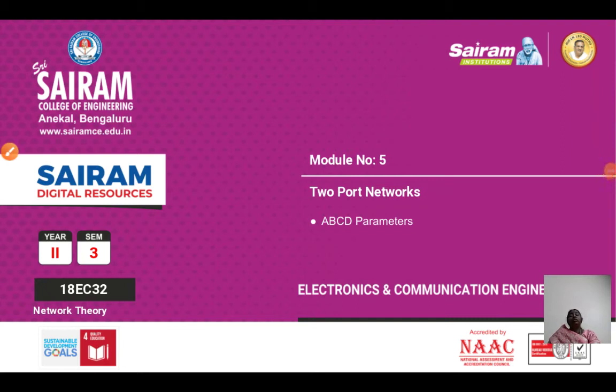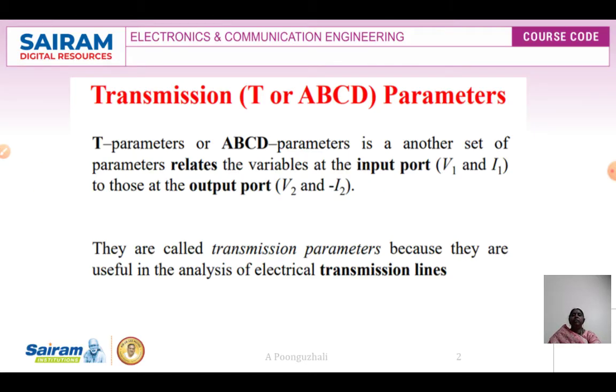Students, in the previous video we saw the H parameters. Now in this video we will be seeing the ABCD parameters. The other name for ABCD parameters is transmission parameters, or T parameters, which give the relationship between the input port V1 and I1 and those of the output port V2 and minus I2. They are called transmission parameters because they are useful in the analysis of transmission lines.